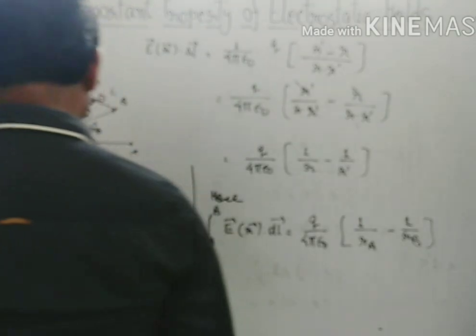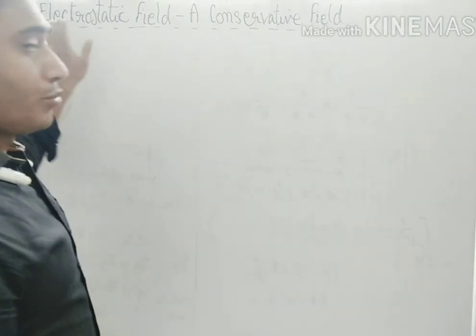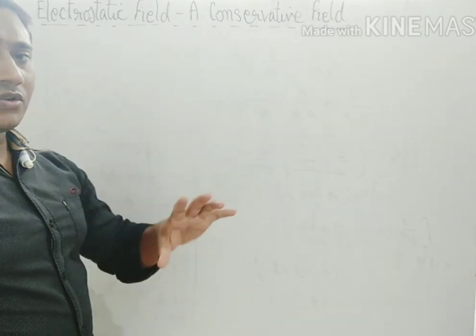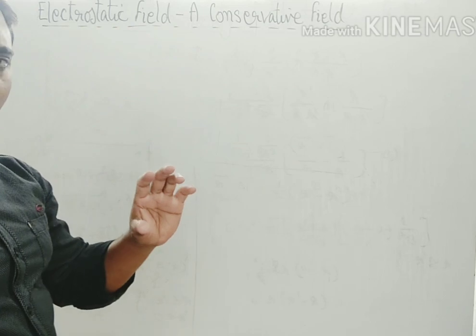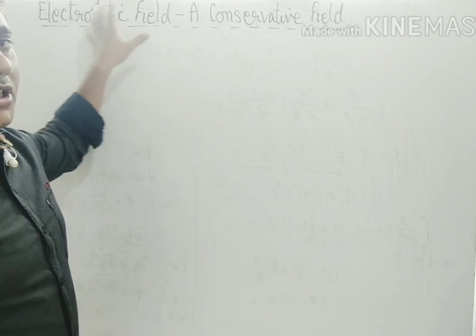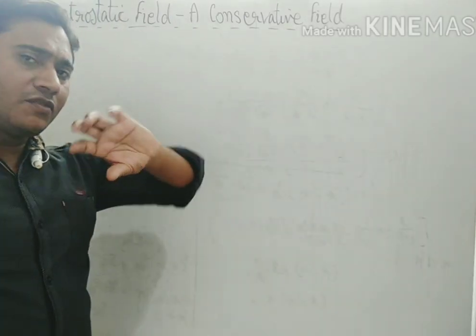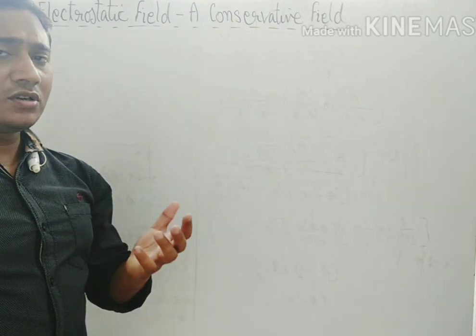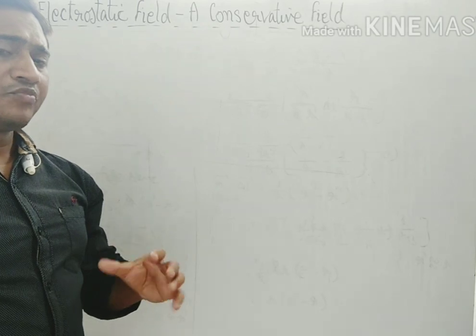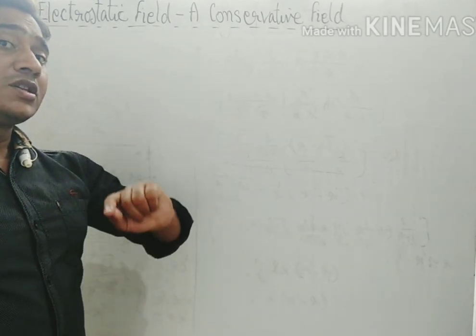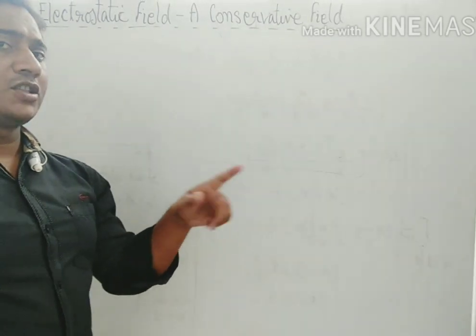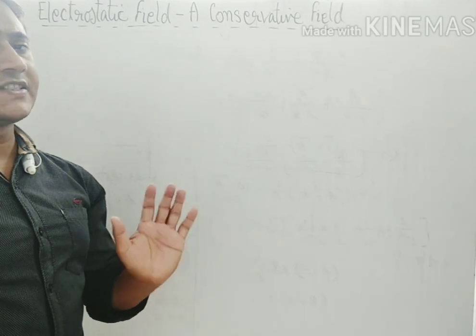So, after this, let's move on to the next. Okay, students, so let's have the next topic, electrostatic field, a conservative field. One property we will be proving here for electrostatic field is that if any field is conservative, then the property that the field has to obey is that if we take the integral of that field over any closed path, that has to come out as zero.